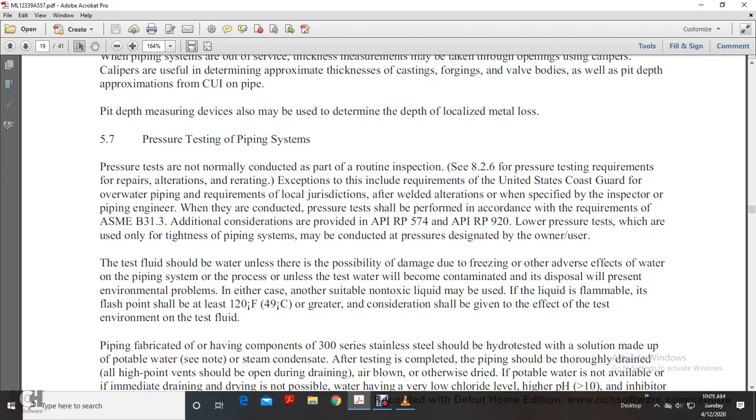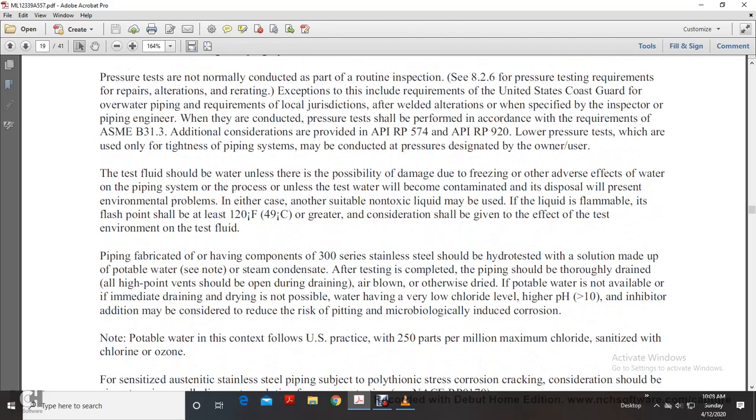Just consideration is provided in API Recommended Practice 574 and Recommended Practice 920. Lower pressure tests, which are usually only for tightness of the piping system, should be conducted at a pressure designated by the owner or user. Test fluid should be water unless there is possible damage due to freezing or other adverse effect of the water on the piping system process, or unless the test water will be contaminated and its disposal would present environmental problems. In either case, another suitable non-toxic liquid may be used.